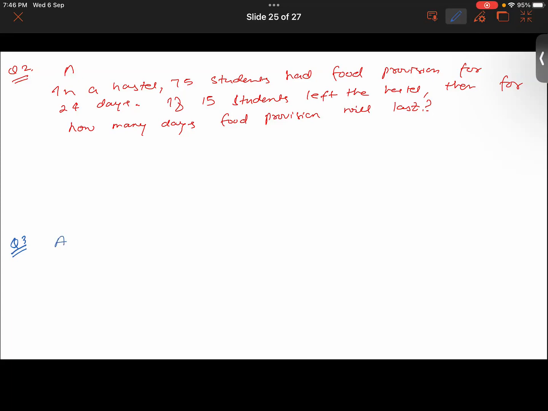The next question is, suppose there's a car that takes 5 hours to reach a destination, and it is traveling at a speed of 60 km per hour. Now, how long will it take when the car travels at the speed of 75 km per hour? At the speed of 60 km per hour, it was taking 5 hours.